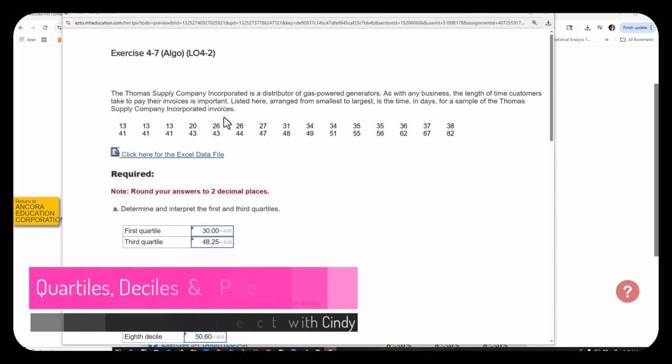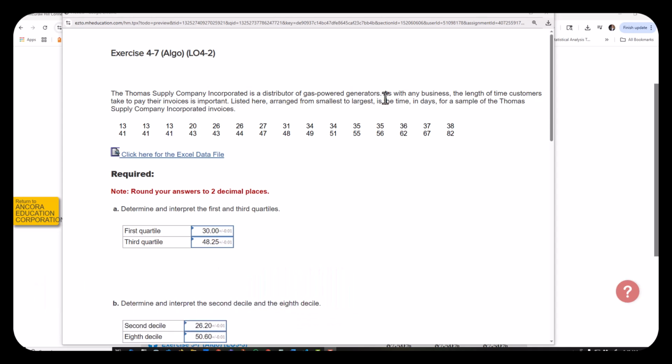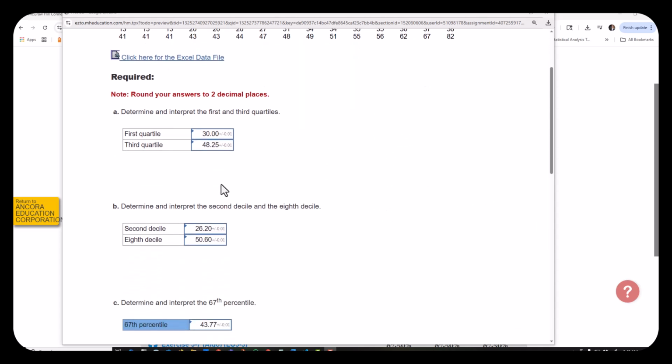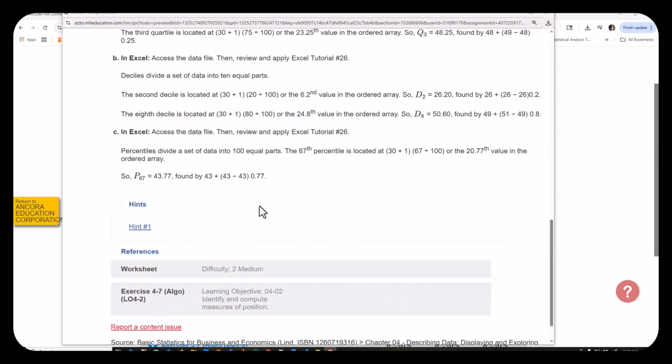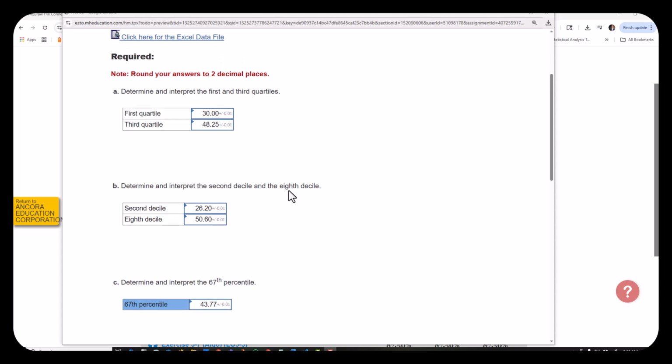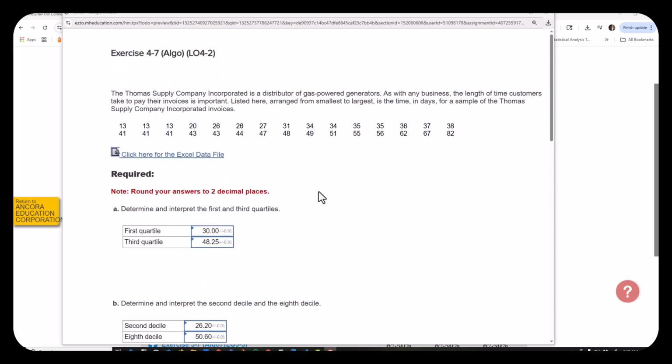All right, so we have this company with gas-powered generators. It says the length of time customers take to pay their invoices, and we're given some data here. And I'm going to show you how to get these values. There's some crazy stuff here and a video that I don't agree with. I think there's a lot easier way to do this.